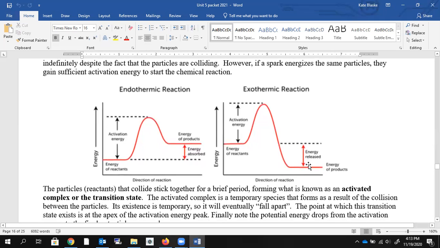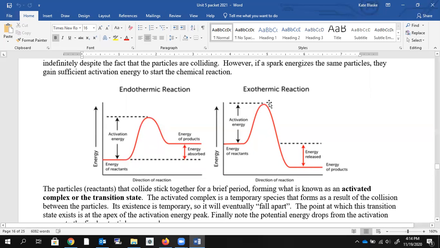In order to make this happen, those particles need to collide with enough energy to exceed that activation energy. Just for a split second, right when we get to the top of the hill, those molecules sort of form this big mash where we don't really have the same bonds as our reactants. We don't really have the same bonds as our products, but we call it an activated complex or a transition state. So that's sort of this in-between step of this reaction happening.